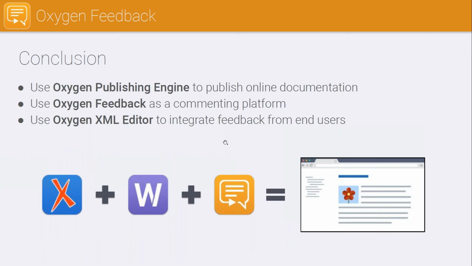As a conclusion of this webinar, you can use Oxygen Publishing Engine to publish your online documentation to WebHelp responsive output, and use Oxygen Feedback as a commenting platform and embed it in your website. You can then use Oxygen XML Editor to integrate the feedback from your end users.